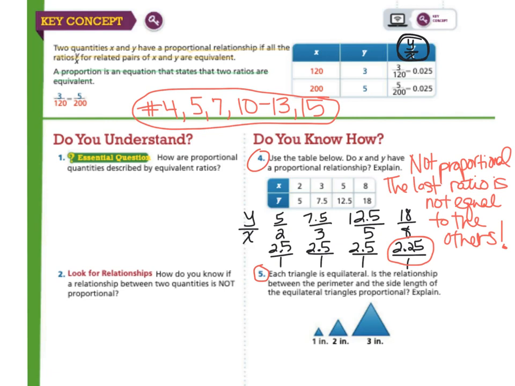Number 4 is not a proportional relationship. When you look at the ratios of y to x in the table, you get all equivalent ratios except for the last one. And since all the ratios from the table are not equivalent, that means you do not have a proportional relationship.